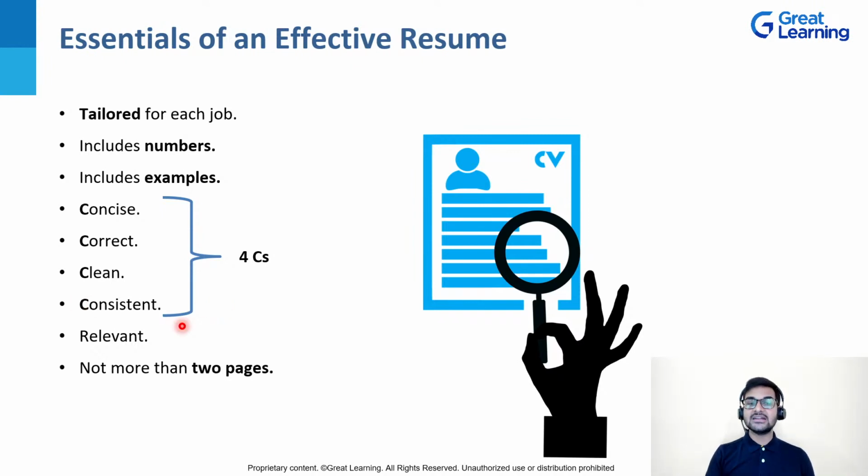Then consistent. Again, you should be very consistent. If the font size you are keeping at 14 for headings and 12 for the normal content, then you should follow the same throughout. If you are keeping blue and black color in your resume, keep it same. Don't keep it like one heading is in blue, one heading is in green, one heading is in red. That will look very weird. So you have to make sure that it is very consistent, it is very clean. Once the person will have a look at it, they will understand your personality, they will get a clear picture of your professional journey. That is extremely important.